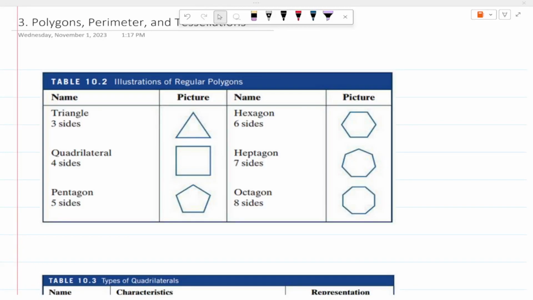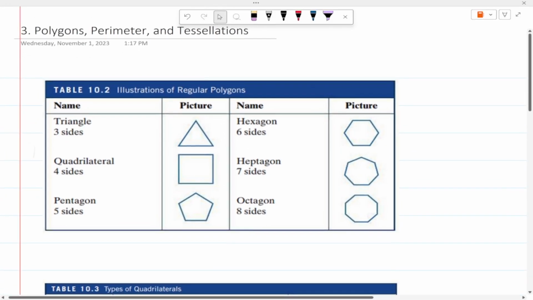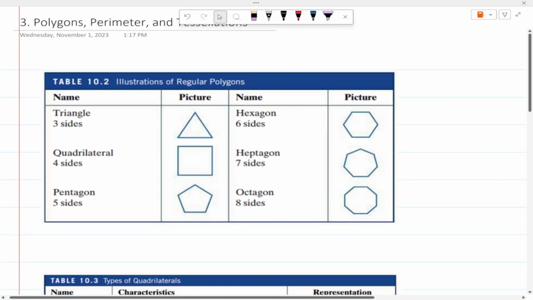In this video, we're going to be talking about polygons, perimeter, and tessellations. So I just took these pictures directly out of your book because they summarize everything that we need. So first, a polygon is nothing more than a shape. Now, we have rigid shapes or regular polygons. So regular polygons are the ones that form these special shapes.